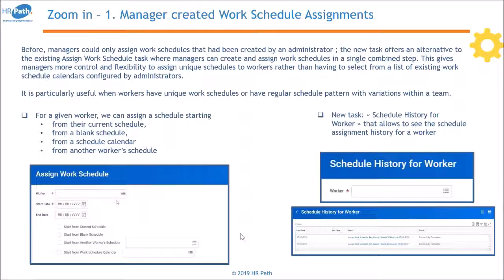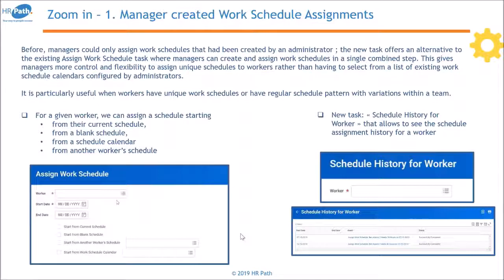For this, you run the new assign work schedule task. You select a worker, a start date, and an optional end date. Then you can choose the source of this schedule. It can be from the current schedule of the worker, from a blank schedule, from another worker's schedule, or from a work schedule calendar. Whatever the source I choose, I can define a new schedule and then change the pattern details of this schedule.